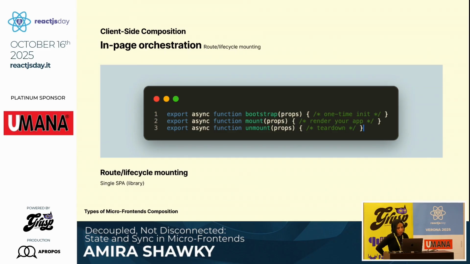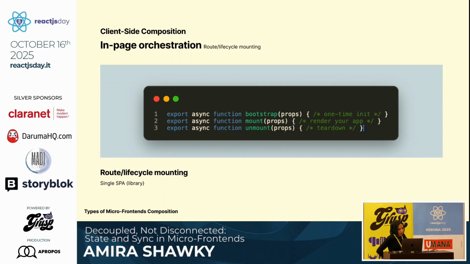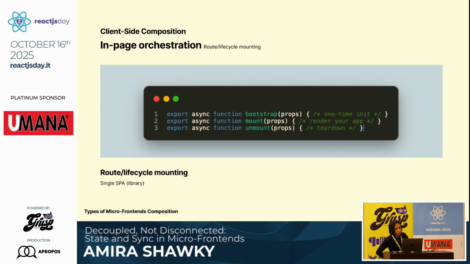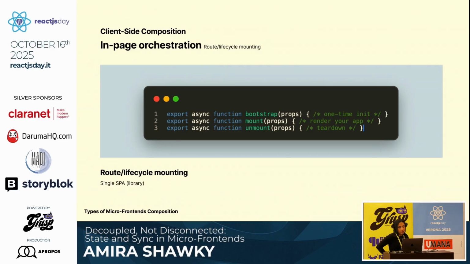The first one is route lifecycle mounting. The classic library for this is single-spa. Think of single-spa as a small runtime sitting in your browser. It listens to route changes, checks whether the URL matches the registered path, and loads, mounts, and unmounts the right micro-frontend app automatically. It has three main lifecycles: bootstrap, mount, and unmount.